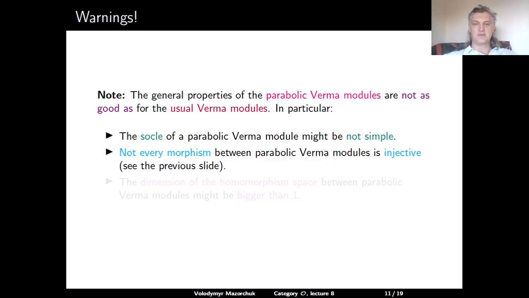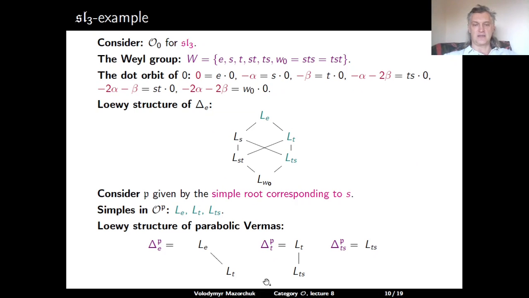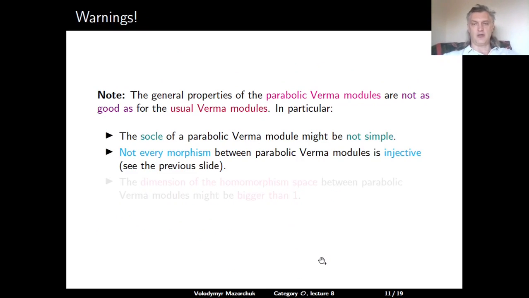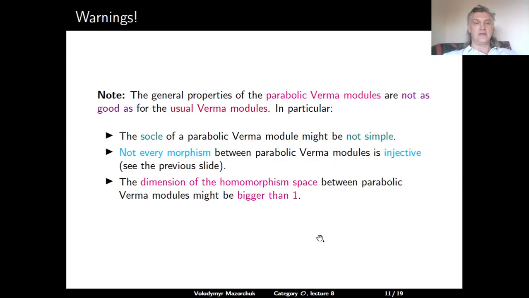Further, we know that every morphism between Verma modules is either 0 or injective. This is not true in general for parabolic Verma modules, which we can already see in this slide. So there is a morphism from delta TP to delta EP, which sends the top LT here to the socle LT here. So this morphism kills LTS, so it's not injective. So not all morphisms between parabolic Verma modules are injective. And also the dimension of the homomorphism space between parabolic Verma modules might be bigger than 1. For Verma modules, it's at most 1. So homs between parabolic Verma modules are not as nice as between usual Verma modules.